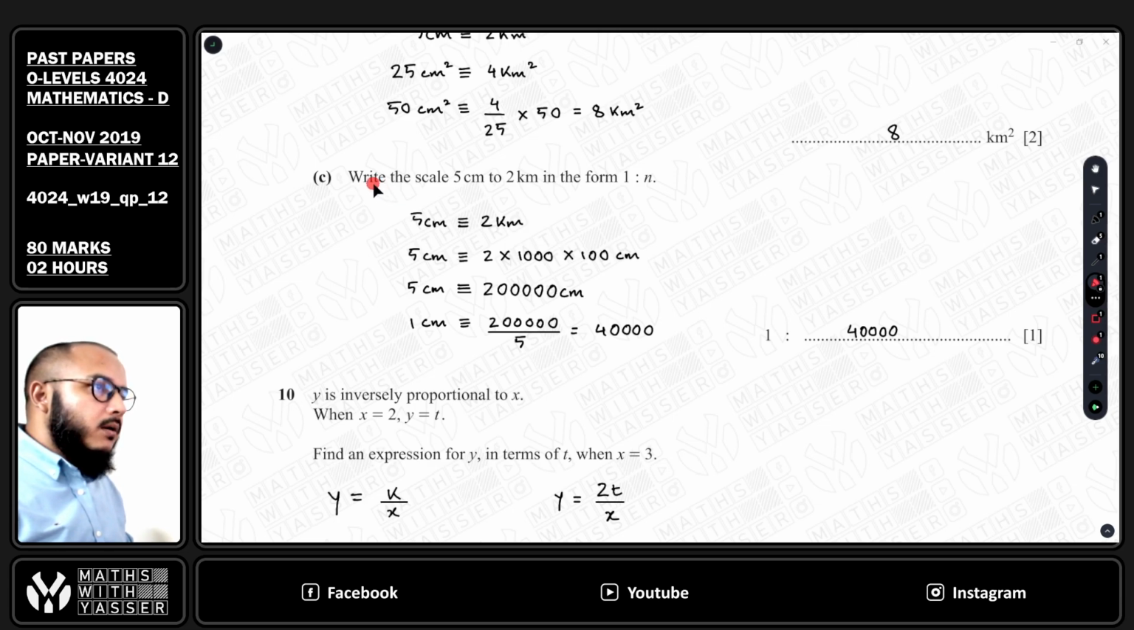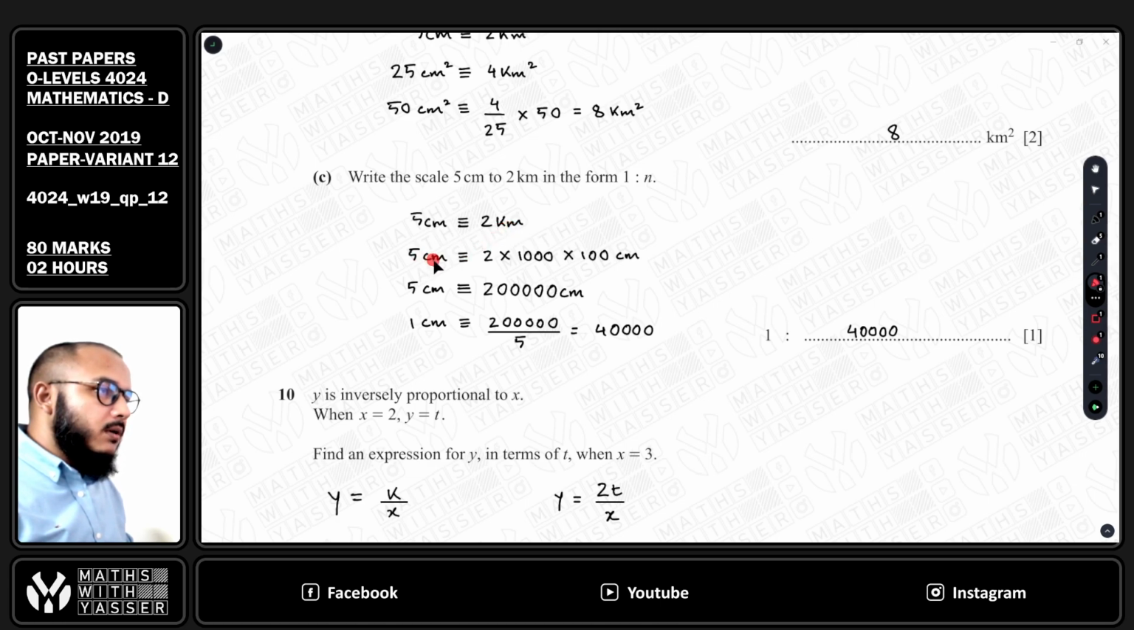Next it says, write the scale 5 centimeter to 2 kilometer in the form 1:n. So that itself is an indication that there will be no SI units. We have to get rid of them. Since our scale stated that 5 centimeter is representing 2 kilometer, I need to convert this kilometer to centimeter.